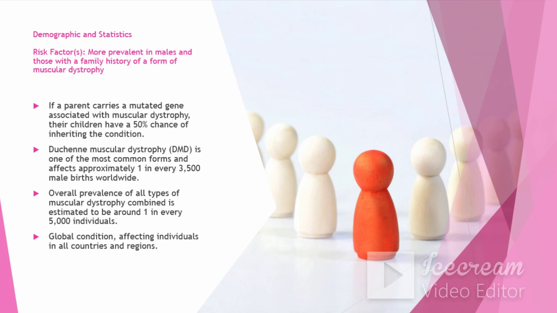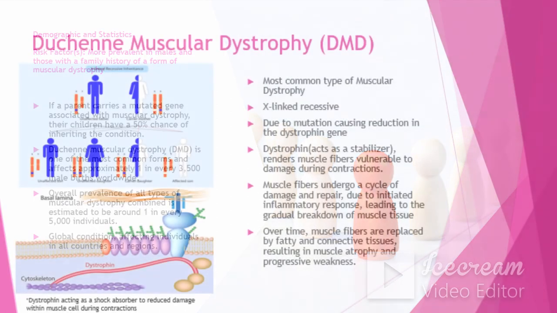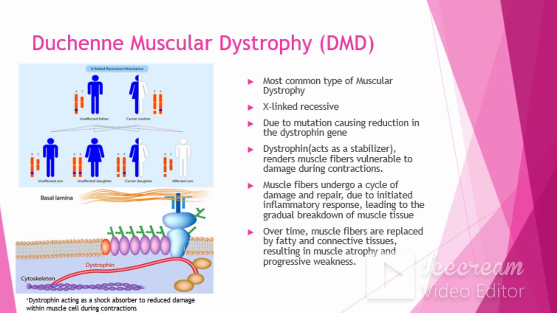Duchenne muscular dystrophy is one of the most common forms and affects approximately 1 in every 3,500 male births worldwide. The overall prevalence of all muscular dystrophies combined is estimated to be around 1 in every 5,000 individuals. We just mentioned that Duchenne muscular dystrophy is the most common type, as well as the X-linked recessive component. And that's really the main reason why men have a higher prevalence of inheriting the condition compared to females.